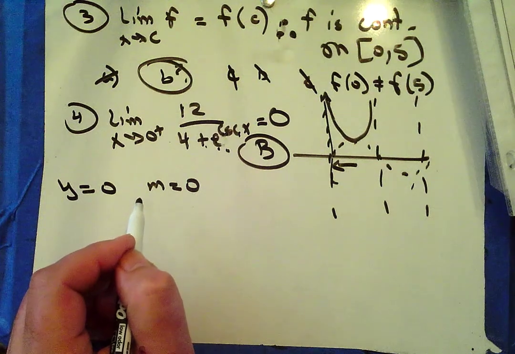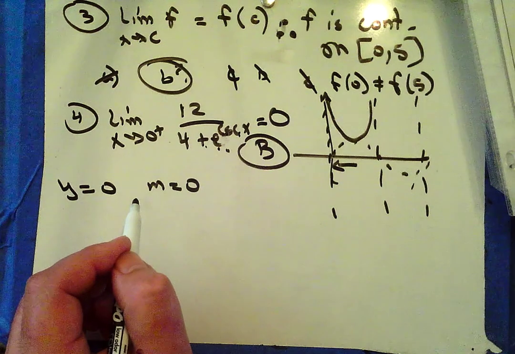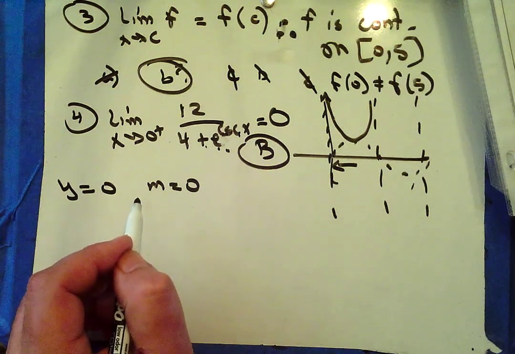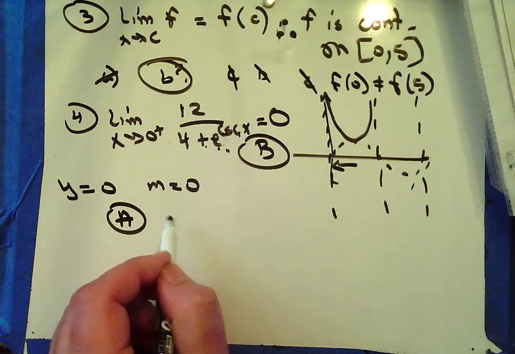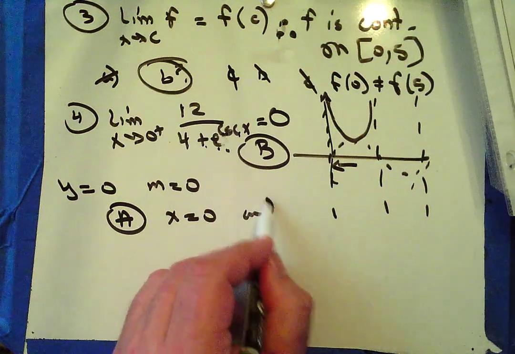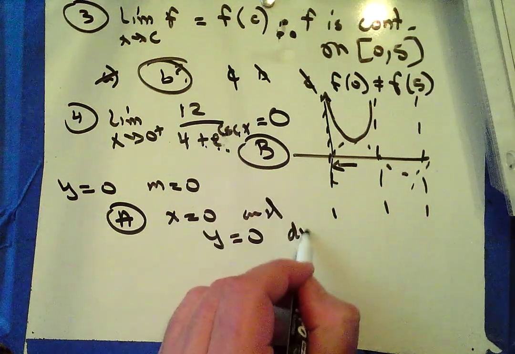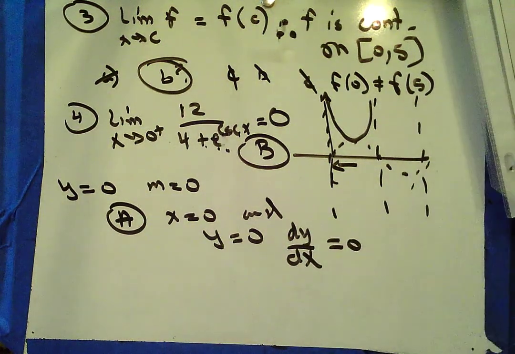So y equals 0 gives me a 0 slope. That's true in A, B, and C, but not true in D and E. So I've eliminated 2 of the choices. I also notice that at x equals 0, I have a 0 slope. And so that eliminates choices B and C, and therefore only A would have x equals 0 and y equals 0, dy/dx equals 0. So choice A for number 5.